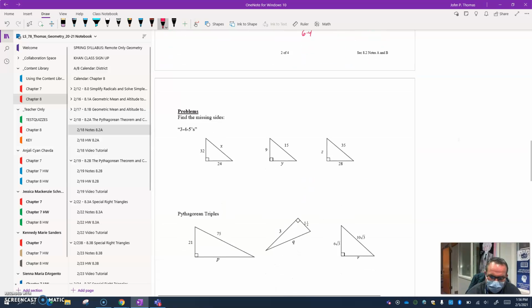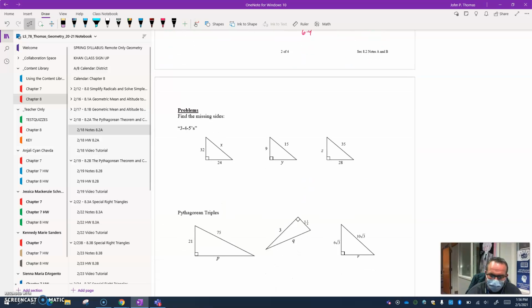All right, so a couple to practice with here. This first one, you've got 32 and 24 on those sides. 8 goes into both of those, so you've got 8 times 3, 8 times 4, and that would leave us on this last side, since it's a 3, 4, 5, 8 times 5, which is 40. So x is 40.